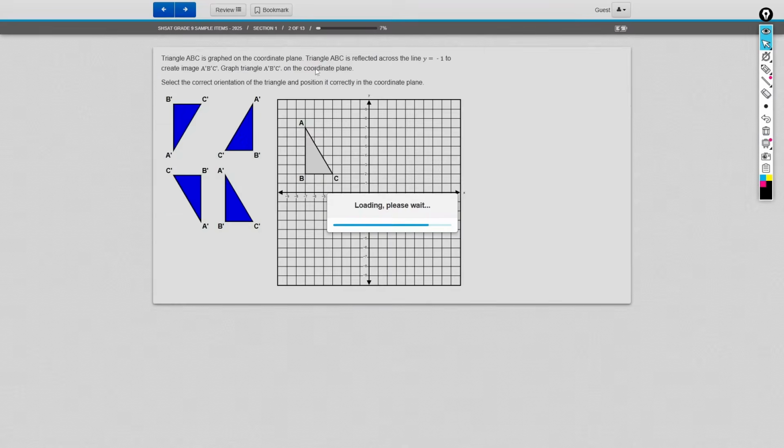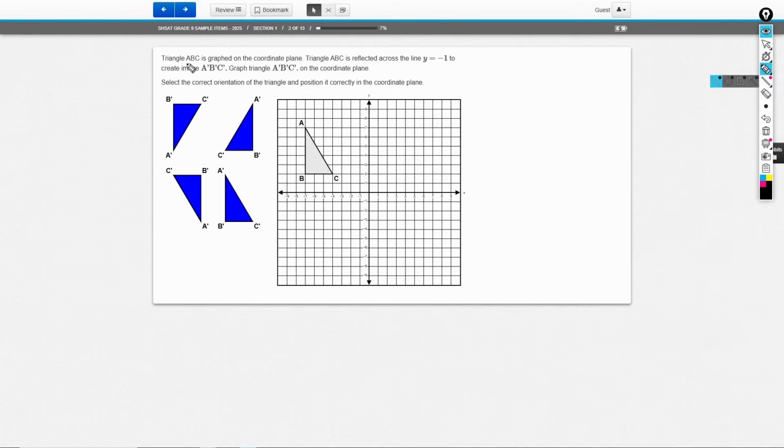Okay, next. Over here, it says triangle ABC is graphed on the coordinate plane, and triangle ABC is reflected across the line y equals negative 1. All right, so first of all, when you have a line that has the equation y equals a regular number, for example, negative 1, that's going to tell you that it's a horizontal line going from left to right that passes through whatever it's equal to.